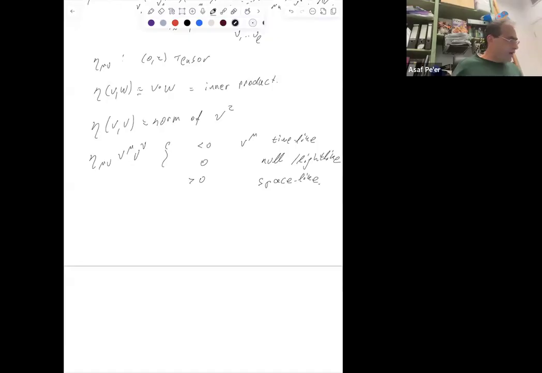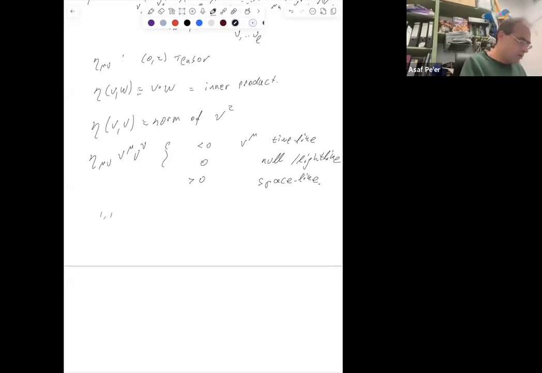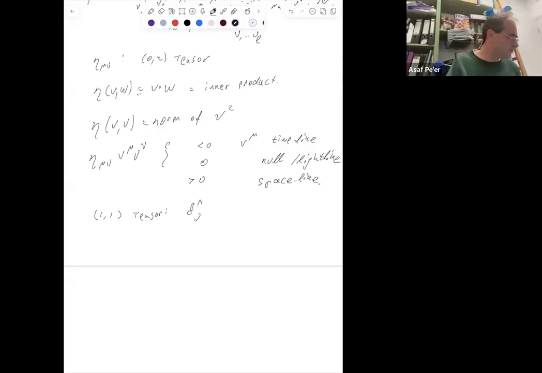We also introduce a few other tensors. The 1-1 tensor is the Kronecker delta, mu nu. This is the only tensor that I write with the upper index exactly above the lower index, because we cannot get confused here. Normally, I would never write any tensor with any index exactly above another. There is always a space for each index.